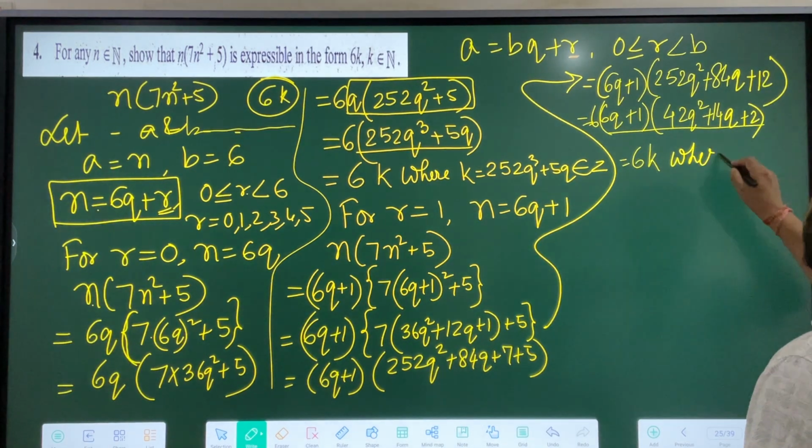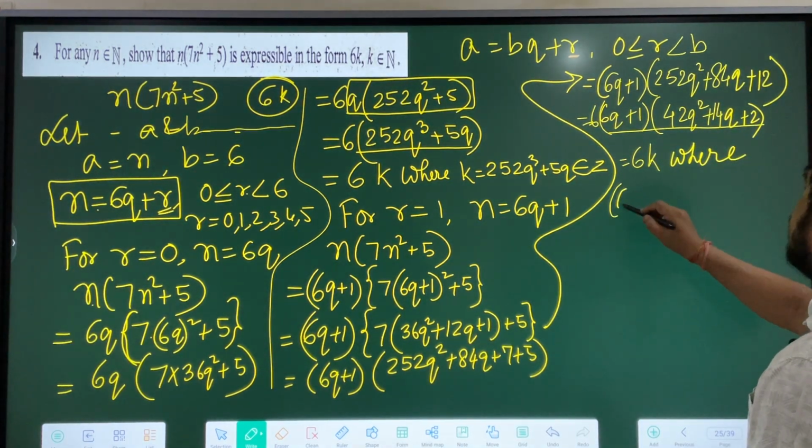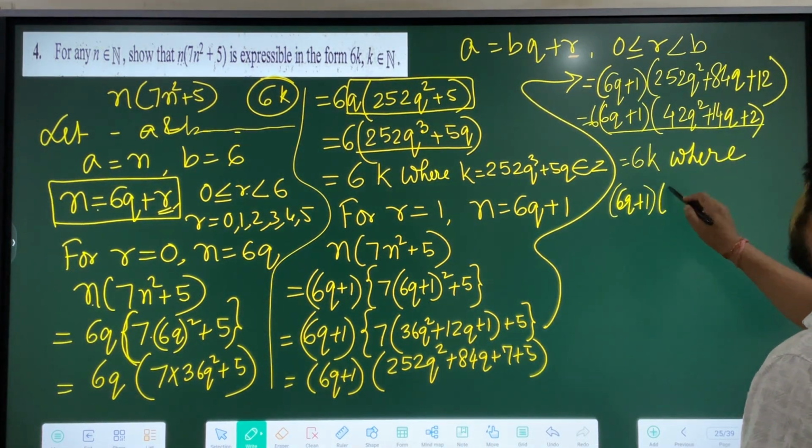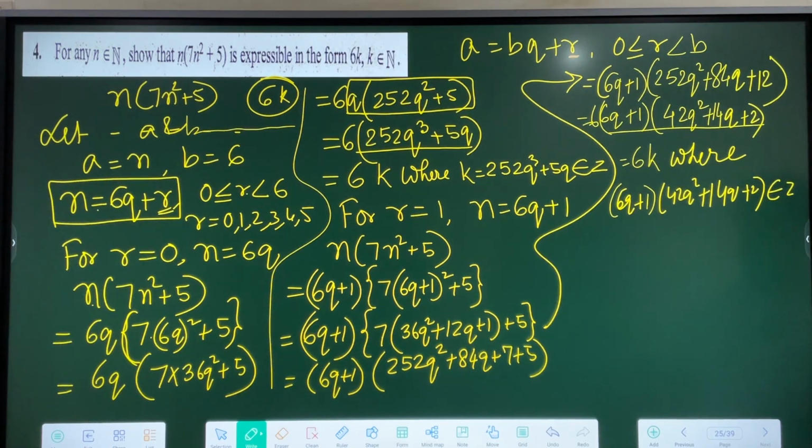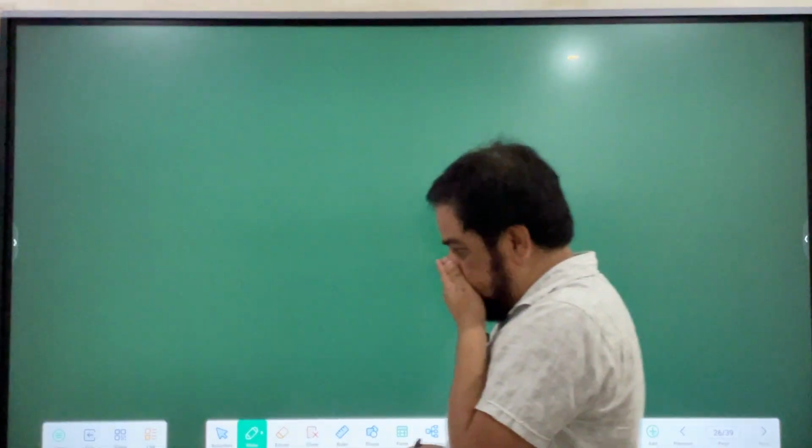Where k equals (6q plus 1) into (42q square plus 14q plus 2) belongs to Z. Very simple. We have done the sum for r equals 1. Now we will do it once for r equals 2 also.